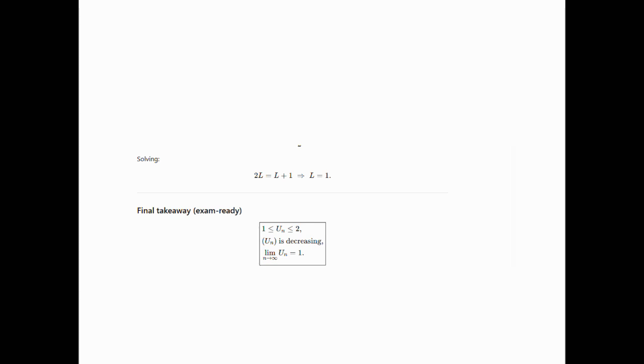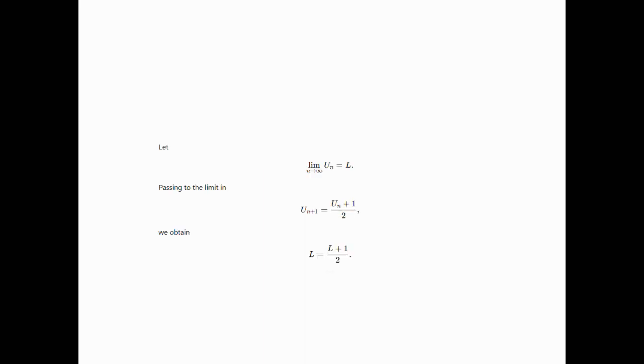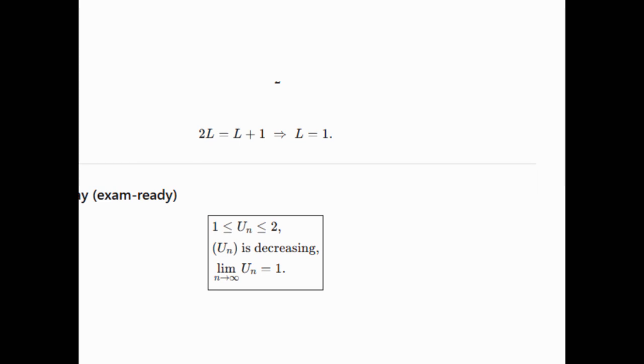This simply is our final solution: un is valid between 1 and 2, as it is required. Then un is decreasing, monotonic, and its limit is tending to 1.